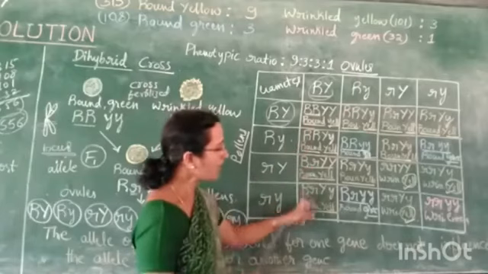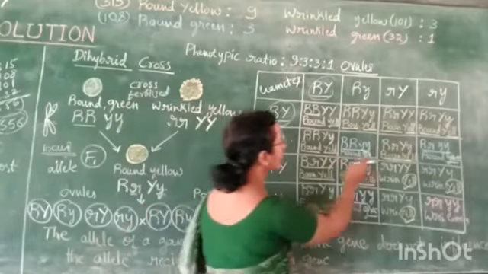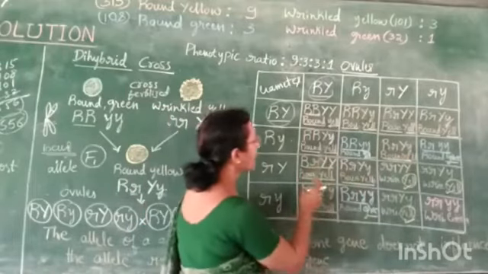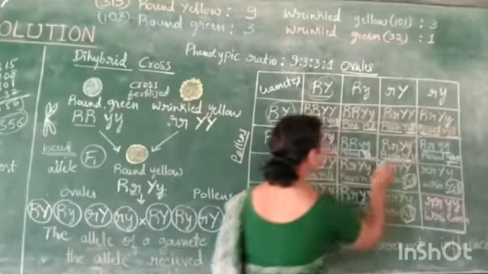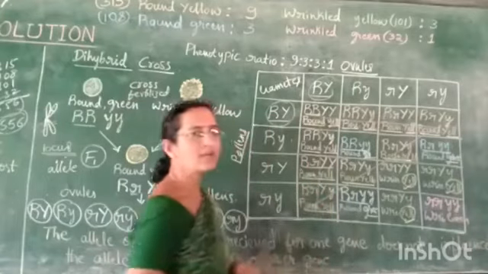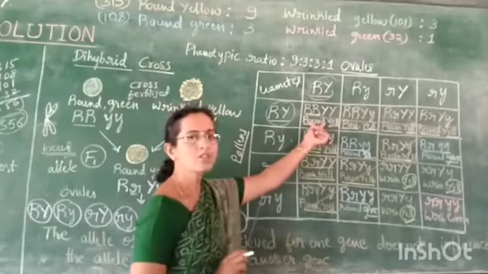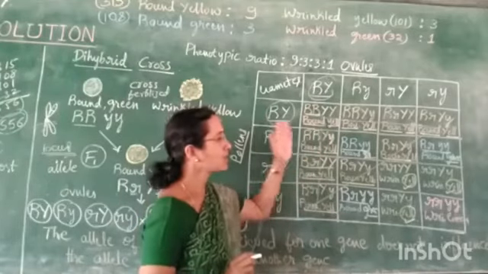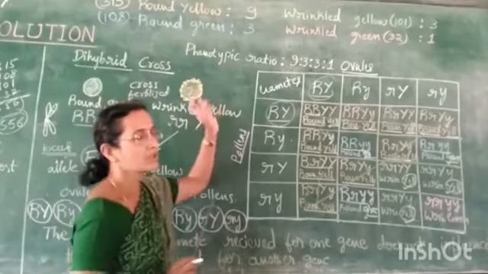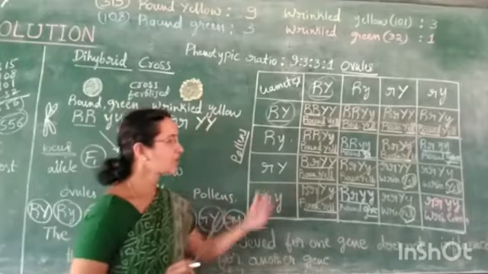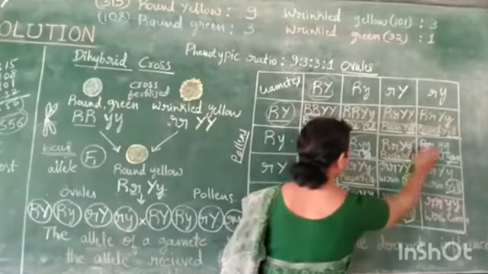So how many plants have the round and yellow nature? Here 1, 2, 3, 4, 5, 6, 7, 8, 9. These 9 plants had a particular type of character, round shaped seeds with yellow color. He obtained 9 plants in the ratio with this character. You can see another 3 plants, here 1, 2 and 3.